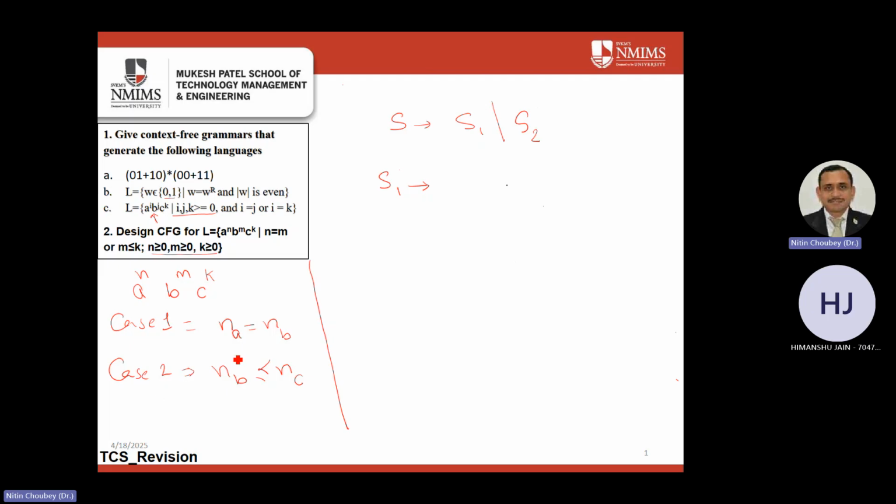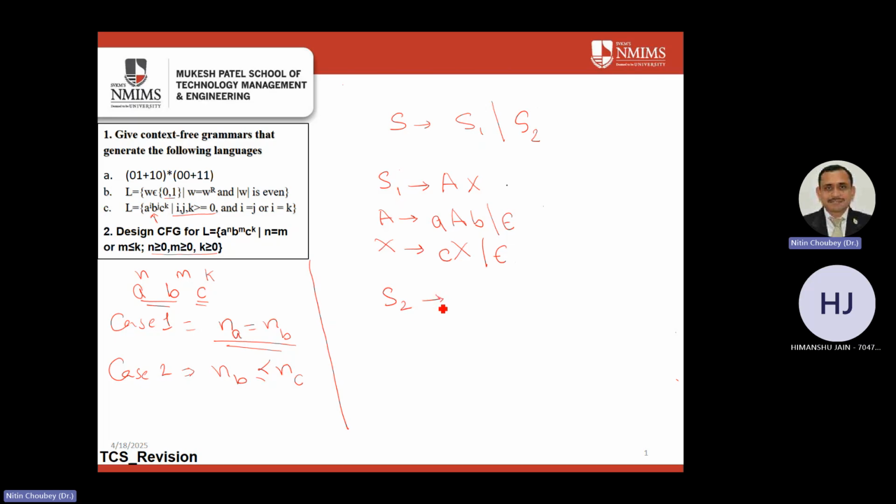S1 is equal to: now, the number of A's is equal to the number of B's, and how many C's there are we do not need, right? So case 1 talks about this thing. Generate this the same number of times and this any number of times. So as we did last time, A X, where A gives a A b or epsilon, and X is equal to C X or epsilon. Case 1.